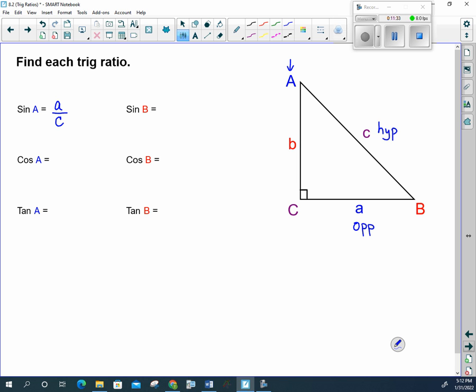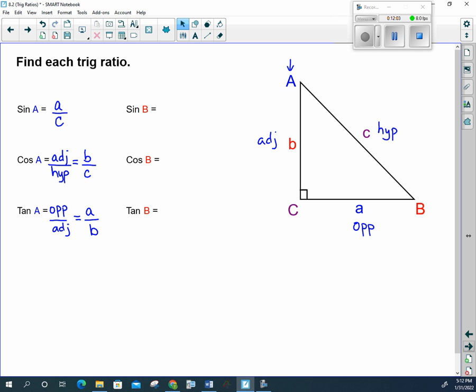Cosine of A, and then this piece right here would be adjacent. So cosine is, remember, adjacent over hypotenuse. So adjacent would be the letter B, and the hypotenuse is C. And then the tangent of A would be the opposite over the adjacent side. So opposite side in our picture is letter A, and the adjacent side is letter B. So that would be the setup. You don't have to write the words adjacent over hypotenuse, opposite over adjacent. I just started writing that so you could see the ratio definitions.